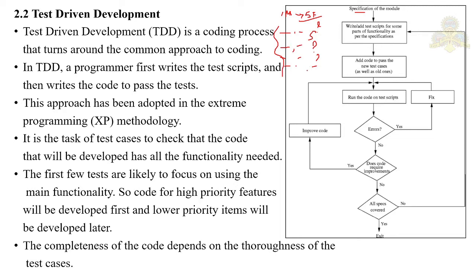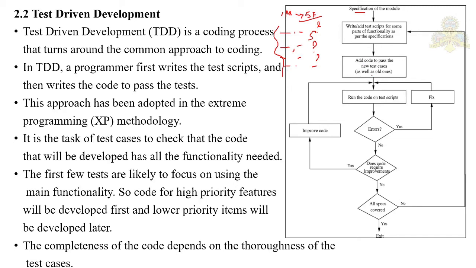he has to start coding. He should write the code in such a way that all the scripts he has written should pass. Getting it? So if he has been assigned five functions, he has to first write five test scripts. After that, he has to write the code for those five test scripts, such that whenever the code is complete and he tests it, the test scripts should pass.